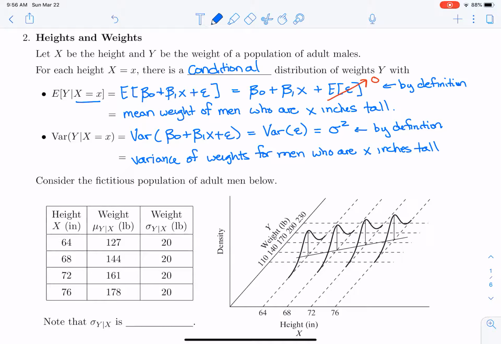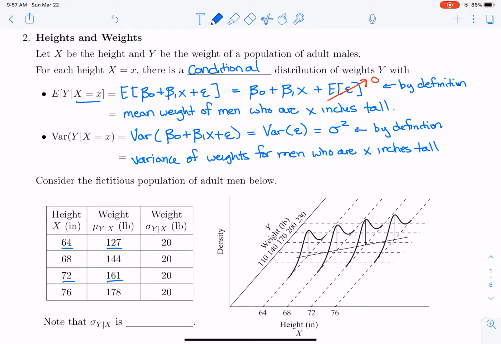We'll consider a fictitious population of adult men below. You'll notice I have a height, x, ranging from 64 inches to 76 inches. And then I've listed their average weights for each height. So the average weight for 64 inches tall is 127 pounds, and the average weight for someone who's 72 inches tall, or 6 feet tall, is 161 pounds.